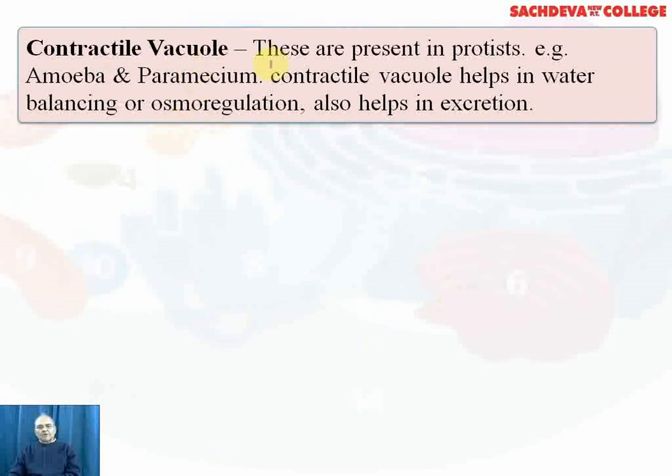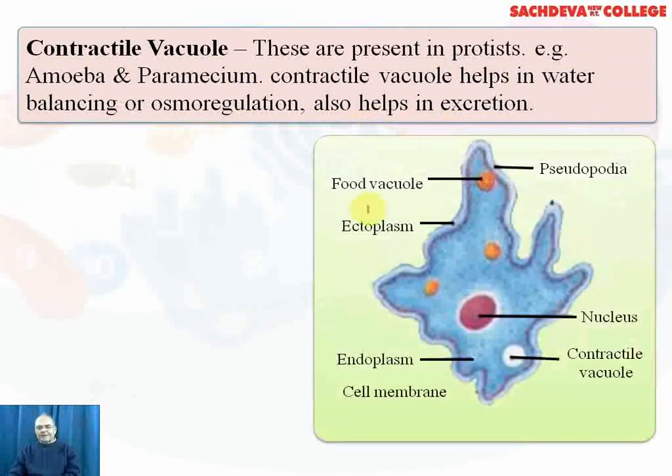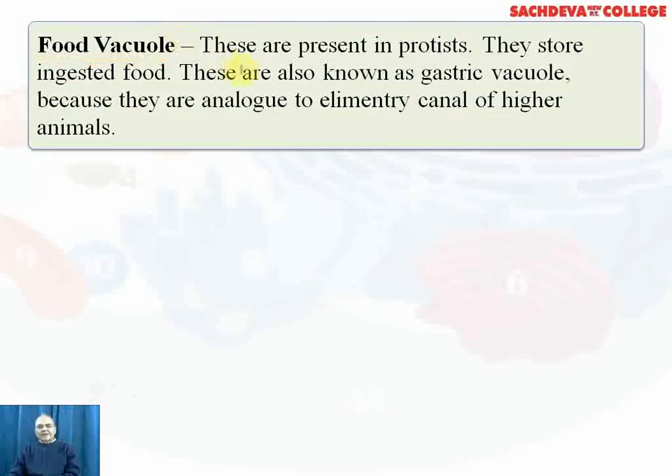Contractile vacuole. These are present in protists, for example Amoeba and Paramecium. Contractile vacuole helps in water balancing and osmoregulation, and it also helps in excretion. You can see here the contractile vacuole, and the main function is osmoregulation and balancing of water. Food vacuole. These are present in protists. They store ingested food. These are also known as gastric vacuole because they are analogous to the alimentary canal of higher animals.